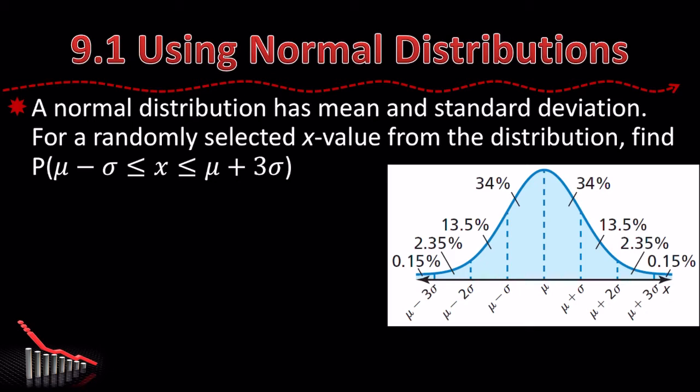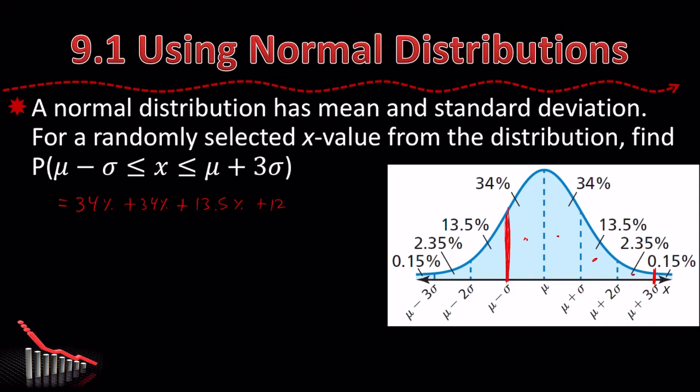A normal distribution has mean mu and standard deviation sigma. For a randomly selected x value from the distribution, find the probability that x is between mu minus a standard deviation, so here's one side, and mu plus 3 standard deviations, so that's right there. What we're going to do is simply add up the areas. So we have 34% plus 34%, so that's this one and that one. Then this one, so that's plus 13.5%. And then that one.